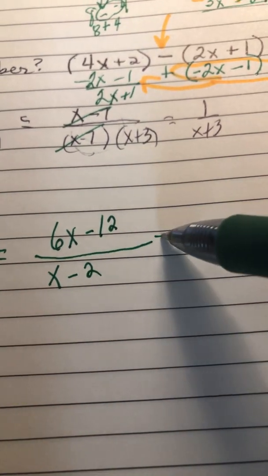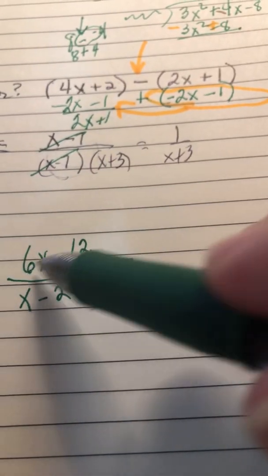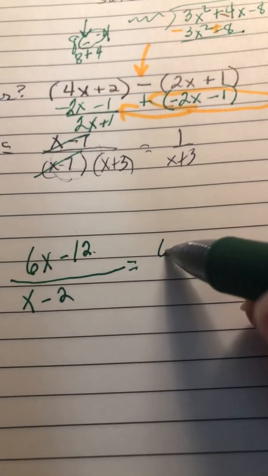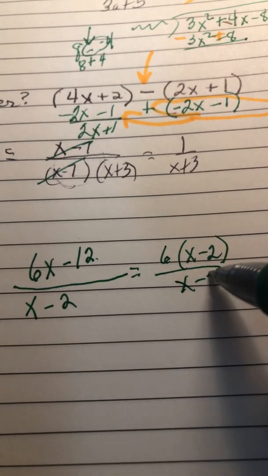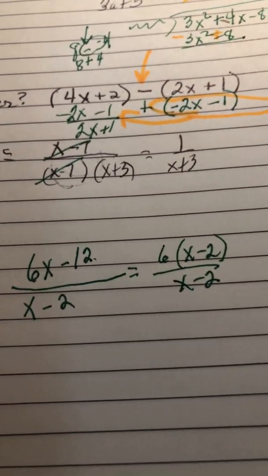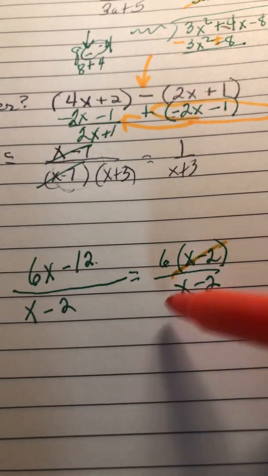And then to figure out if this can be reduced, let's factor out. I see a 6 in common. Always pull out the largest thing you can. And then on the bottom we have x minus 2. So now we can see what they had in common on top and bottom.